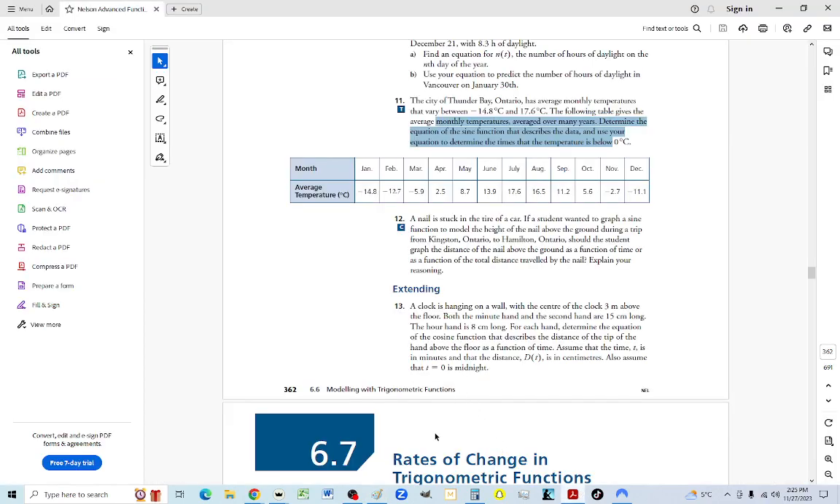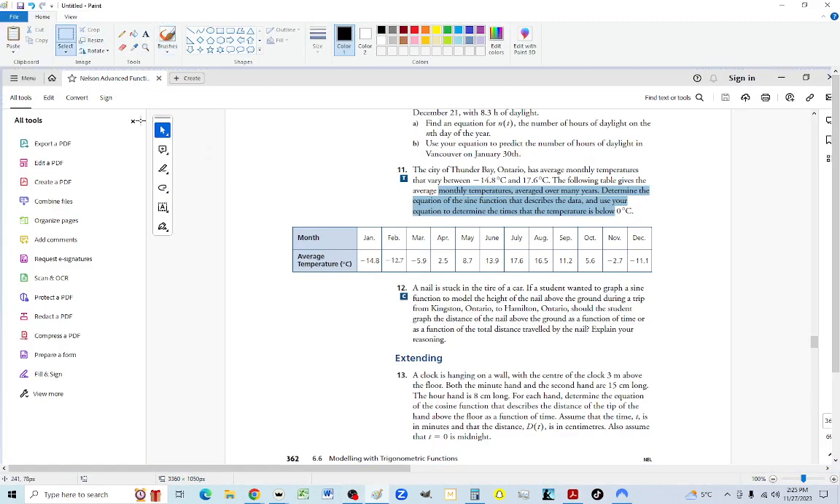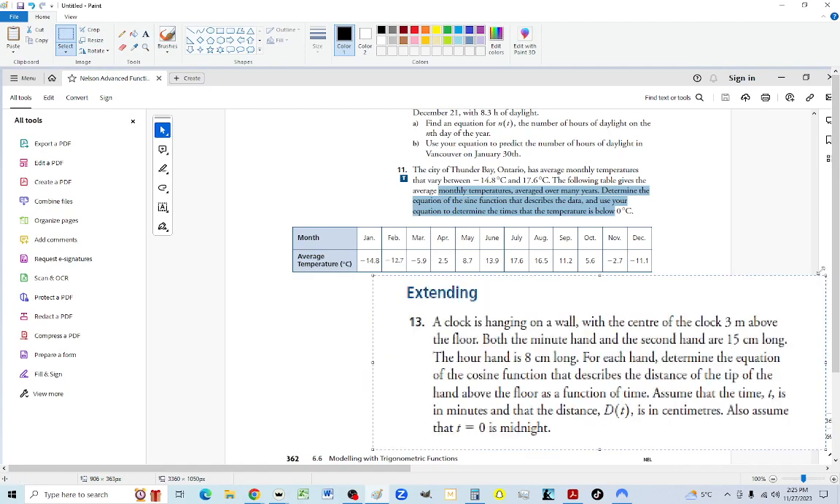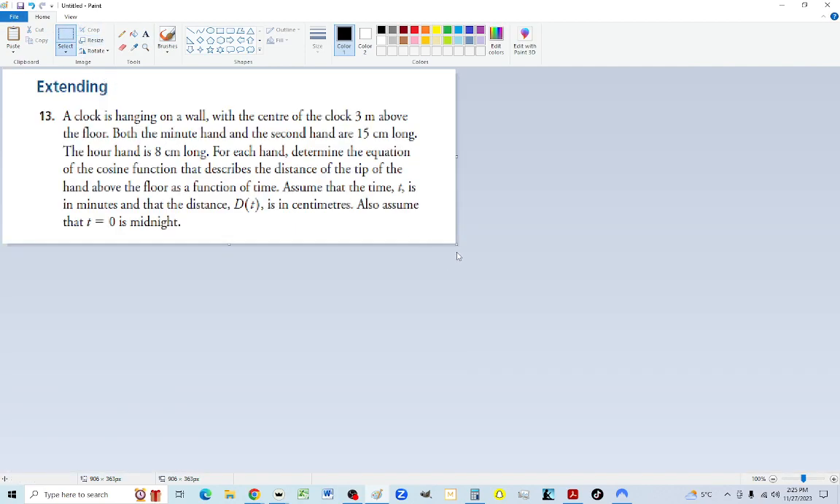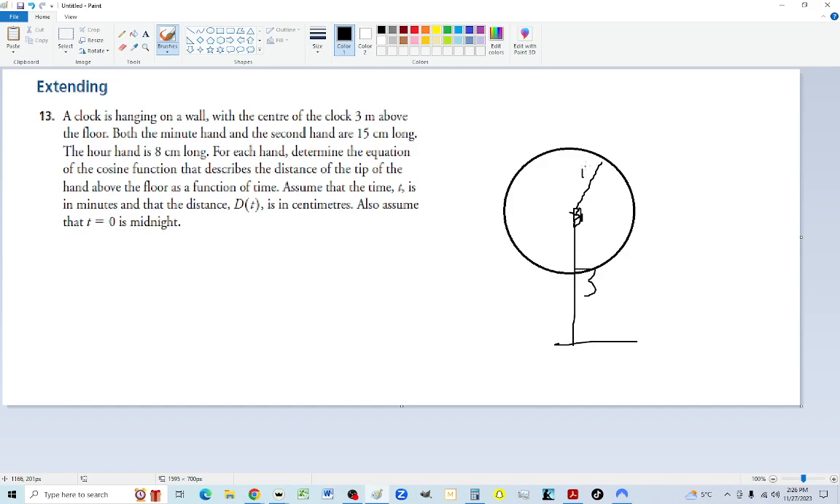A clock is hanging on the wall with the center of the clock 3 meters above the ground. Okay, ones with numbers are so much easier. Here's the clock. So we know the center of the clock is 3 meters above the ground. So it all depends on the radius of this clock. From the center down to the ground is 3 meters. Both the minute hand and the second hand are 15 centimeters long, so that's assuming those are reaching the edge of the clock. Usually you do. The hour hand is 8, so it's shorter.